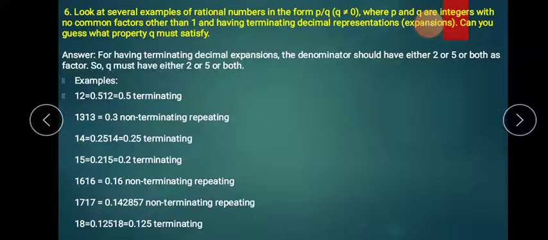Now question number 6. Look at several examples of rational numbers in the form p by q, where p and q are integers with no common factors other than 1.